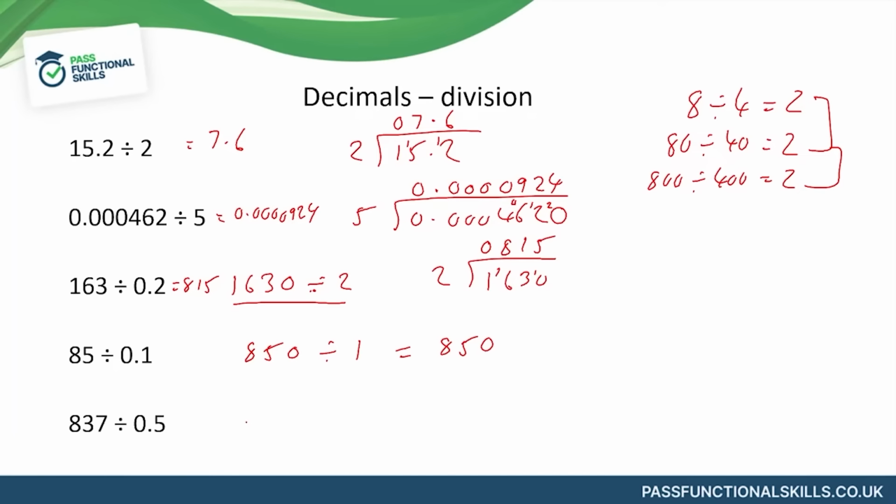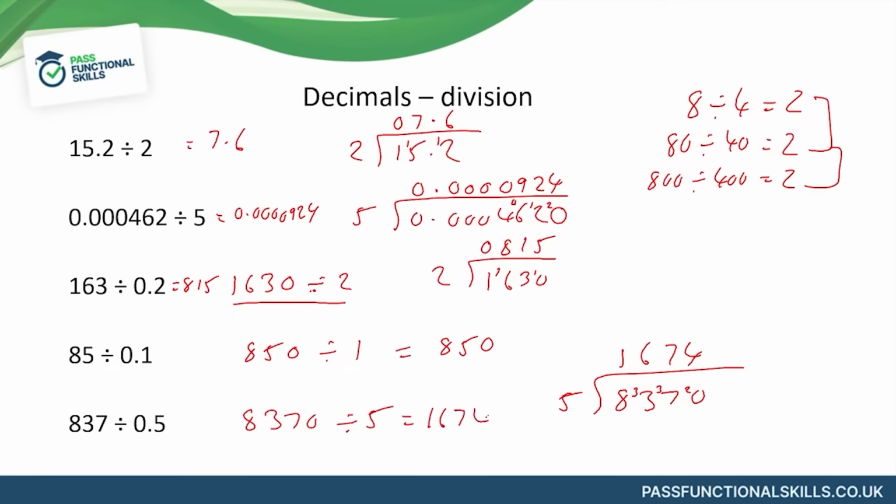And this last one, 837 divided by 0.5 becomes 8370 divided by 5. This one will need a bus stop. How many 5s go into 8? Well, it goes once with a remainder of 3. 33 divided by 5 is 6 with a remainder of 3. 37 divided by 5 is 7 with a remainder of 2. 20 divided by 5 is 4. So the answer here is 1674.